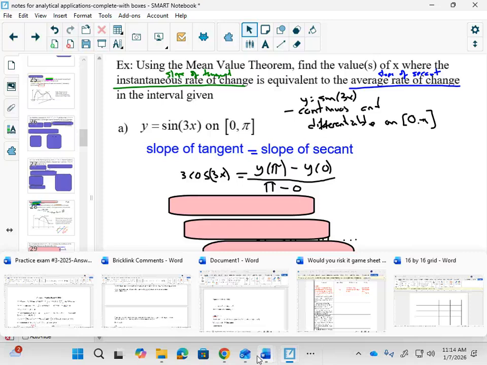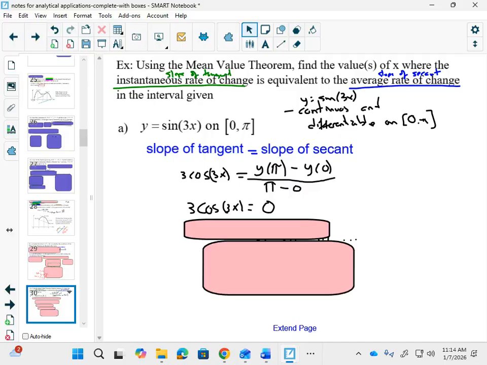The slope of the secant is plugging in pi, plugging in 0 to see your change in y over your change in x, which happens to be 0. Because sine of 3 pi and sine of 0 are both 0. 0 minus 0, still 0. And we divide by 3. When is cos equal to 0?